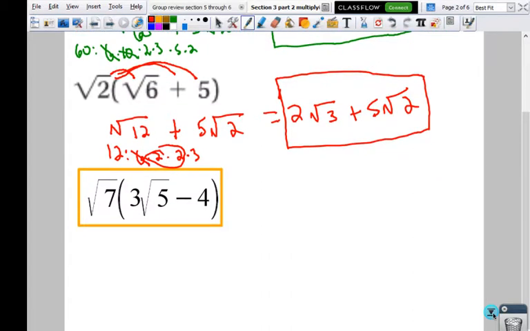Alright, you guys' turn. I want you to multiply these ones in the box. There's one more extra than the one we had. That's true. So, alright, you know what? Let's do the first part together.